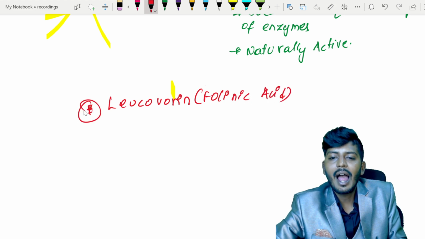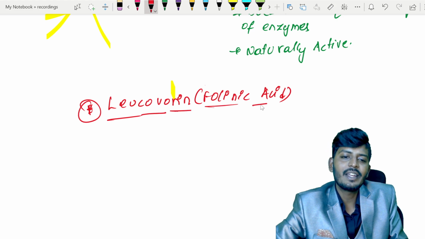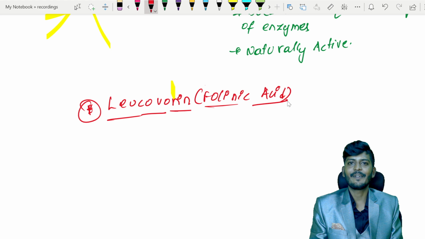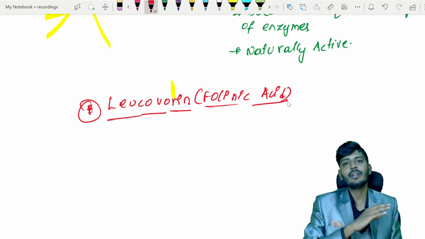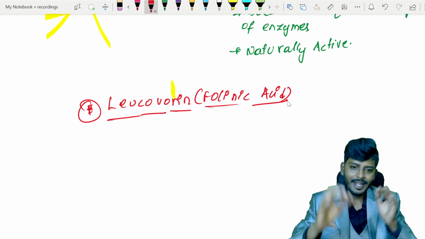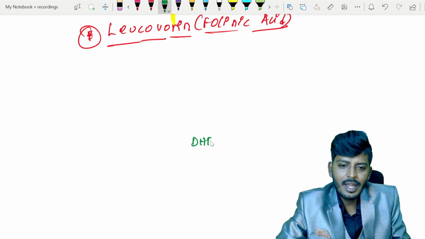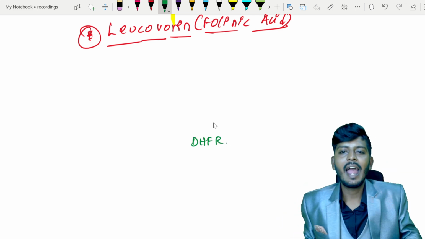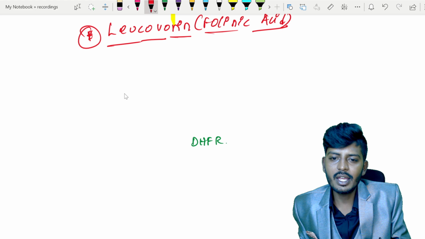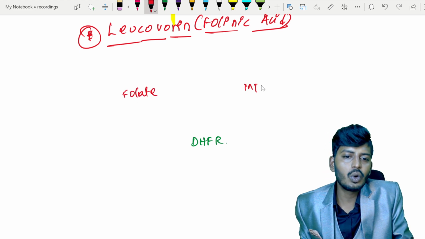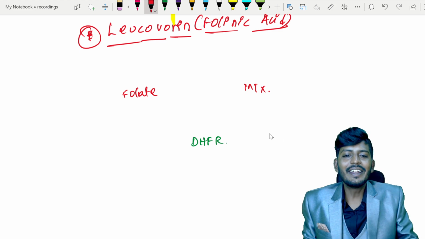not folic acid. And this is a very simple mistake which can happen. Why? Because you go into the exam, DHFR is the enzyme that is inhibited by methotrexate. So the thought that we can give folic acid will be wrong. For example, I have DHFR standing here and I will give it two options. One is your folate. One is your methotrexate.